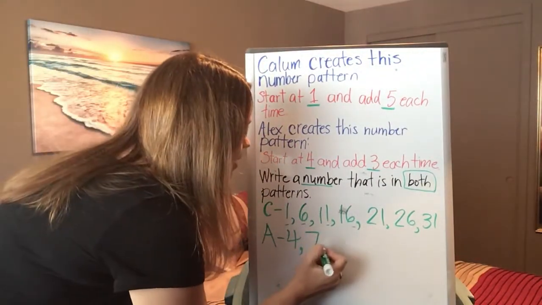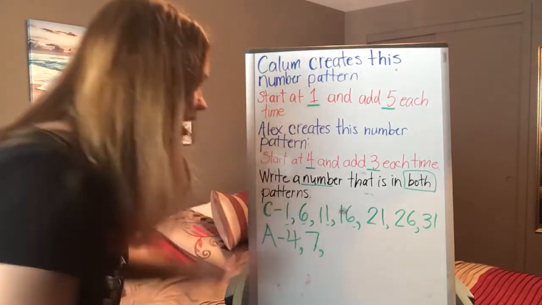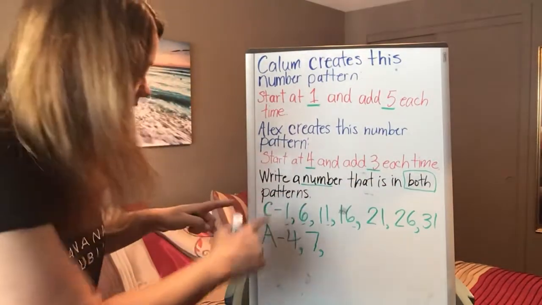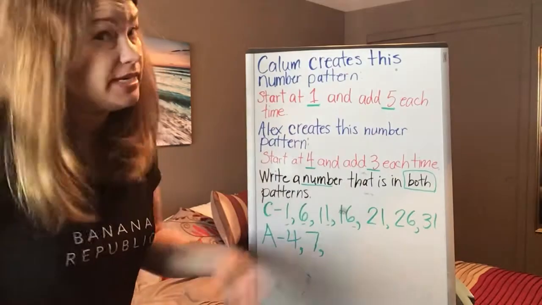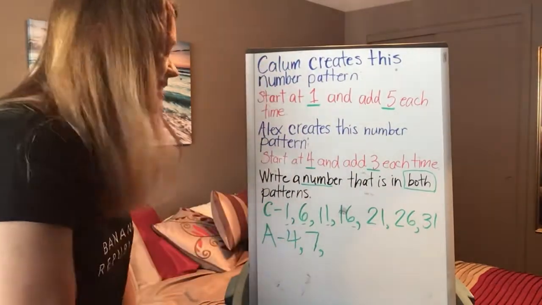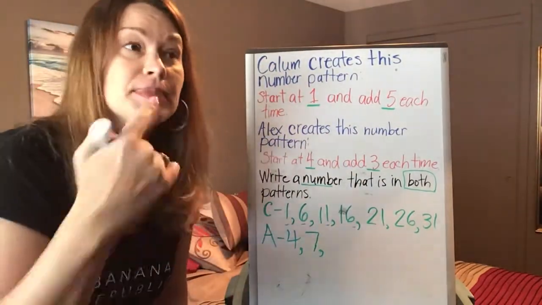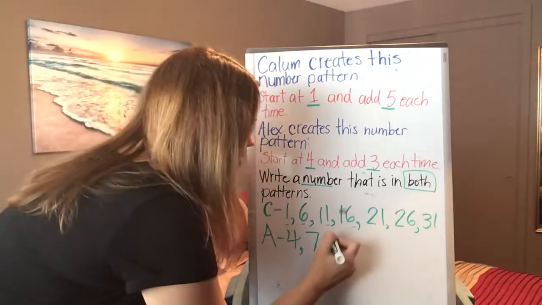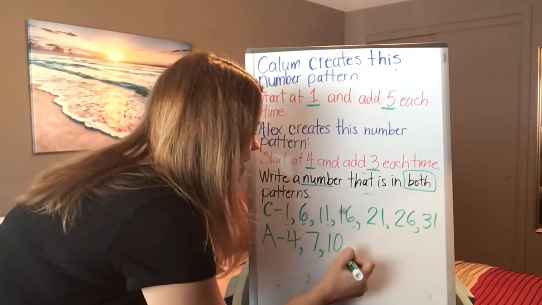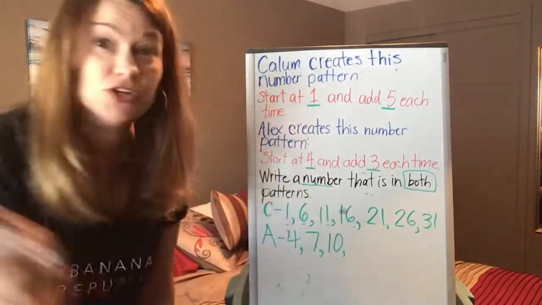Okay. So I have a 4 and a 7. I want to find a number in both patterns. There's no 4 or a 7 here, so I haven't found it yet. So now I'm going to continue with my pattern. So 7 plus 3, I know gives me 10. So I'm going to put 10, comma. No 10 up there, so I'm going to keep going.